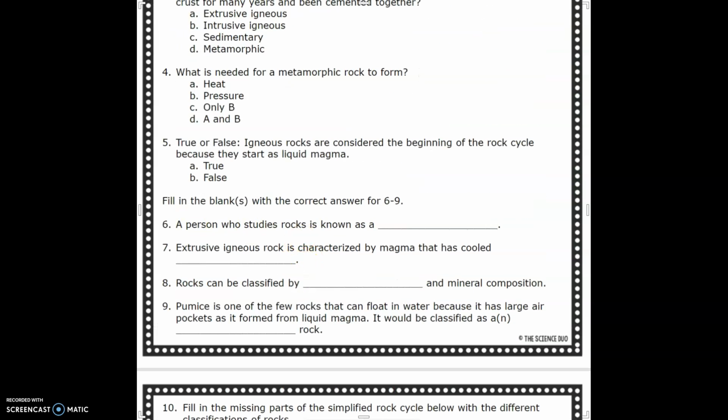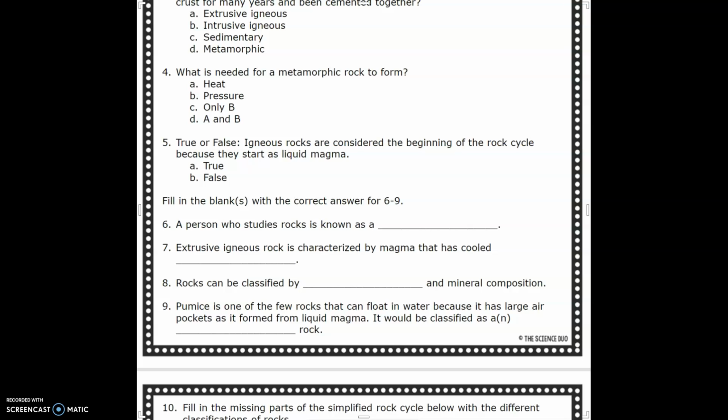Number 4. What is needed for a metamorphic rock to form? A, heat. B, pressure. C, only pressure. Or D, heat and pressure? All right, so when we talked about metamorphic rock, we had 2 things that were very important, and those were heat and pressure, so the answer is D.